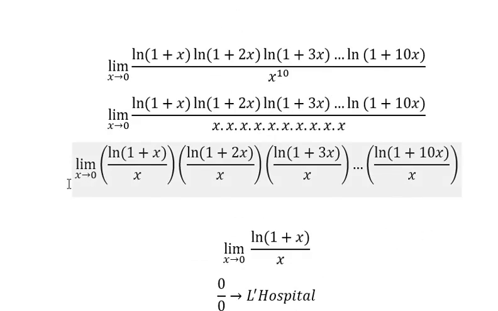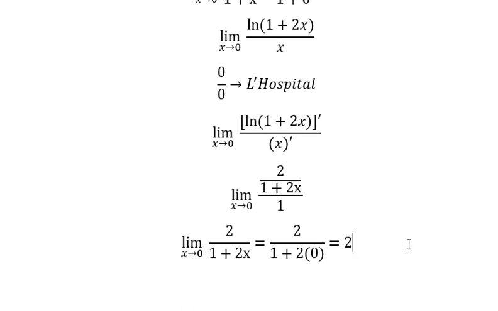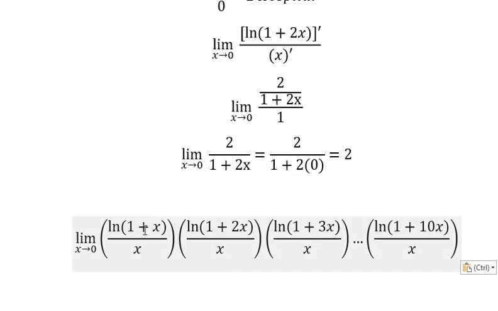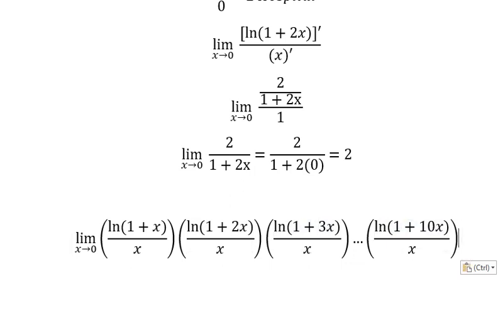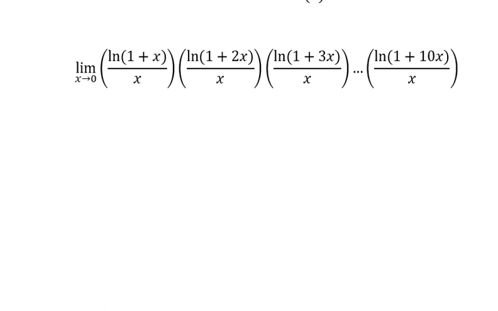So as you can see, this one we have number 1, this one we have number 2, this one we have number 3, until this one we have number 10. So if we simplify it, we have number 1 multiplied by number 2, number 3, and so on until number 10, or we can write 10 factorial, and that is the final answer.